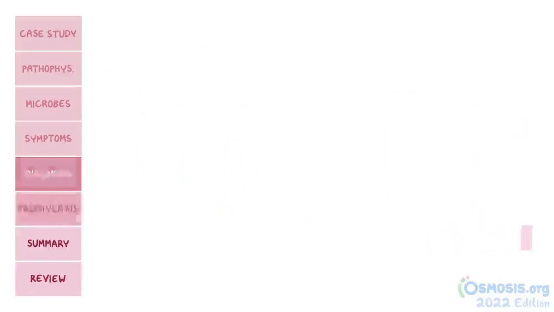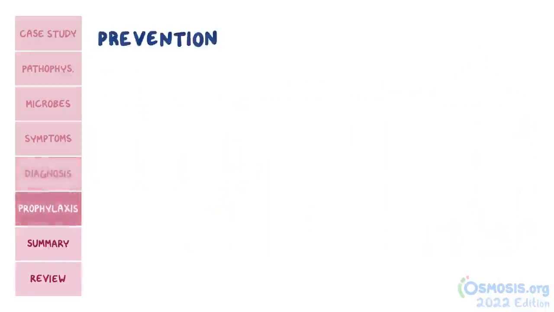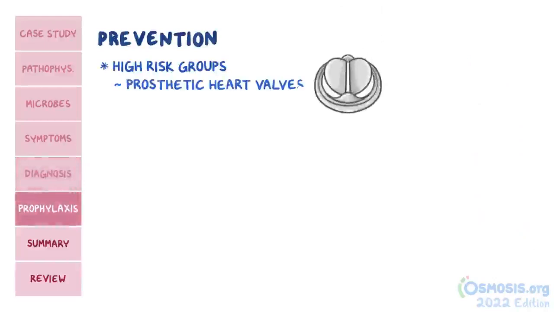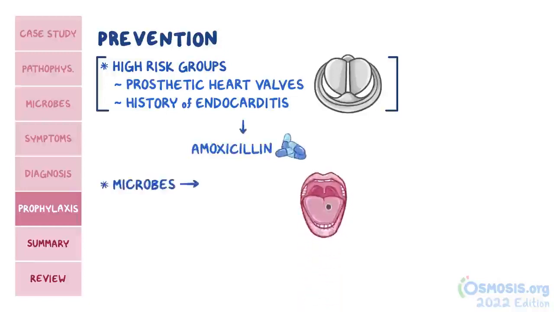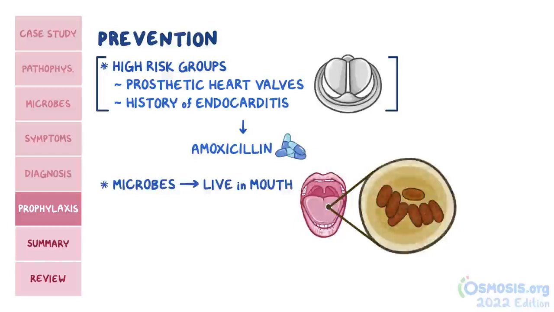It's also important to prevent infective endocarditis, especially among high risk groups, such as people with prosthetic heart valves or a history of endocarditis. Before dental procedures, sometimes these people are recommended antibiotics, specifically amoxicillin. Remember, some of those microbes that cause endocarditis live in the mouth.